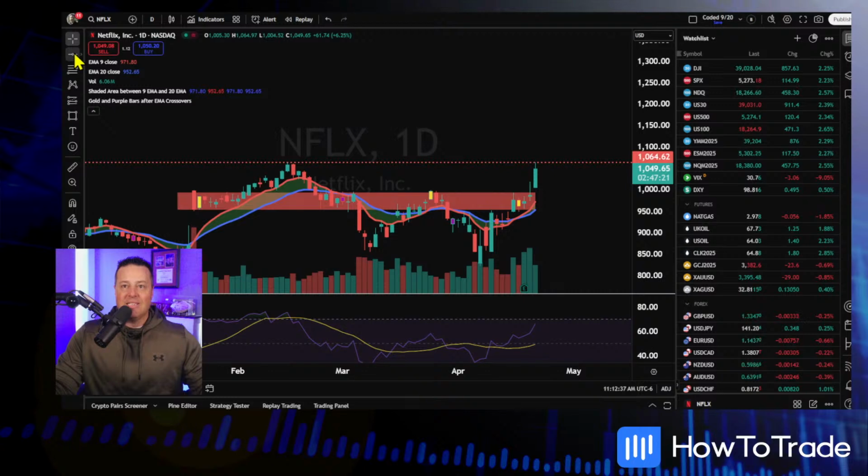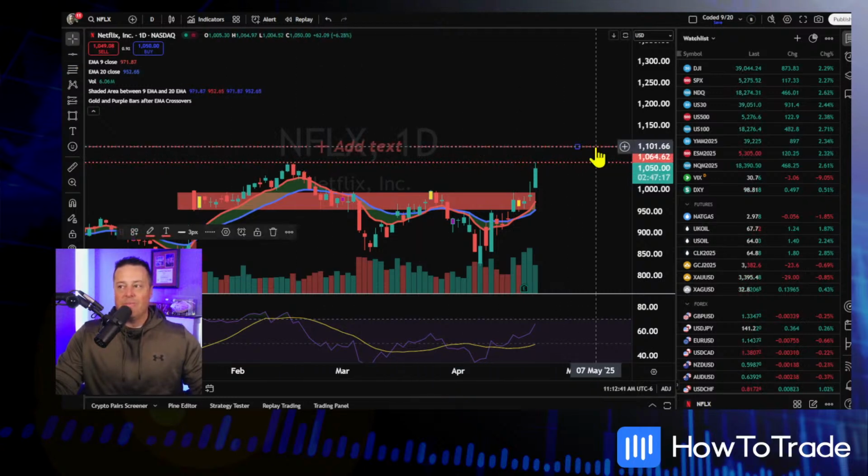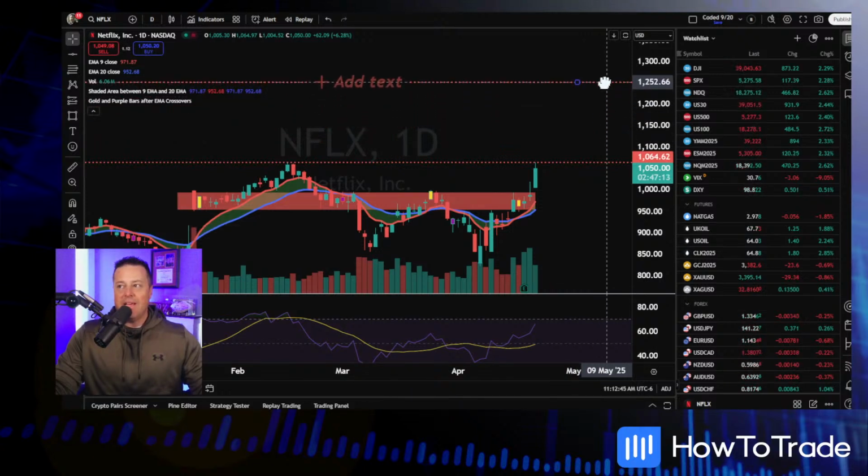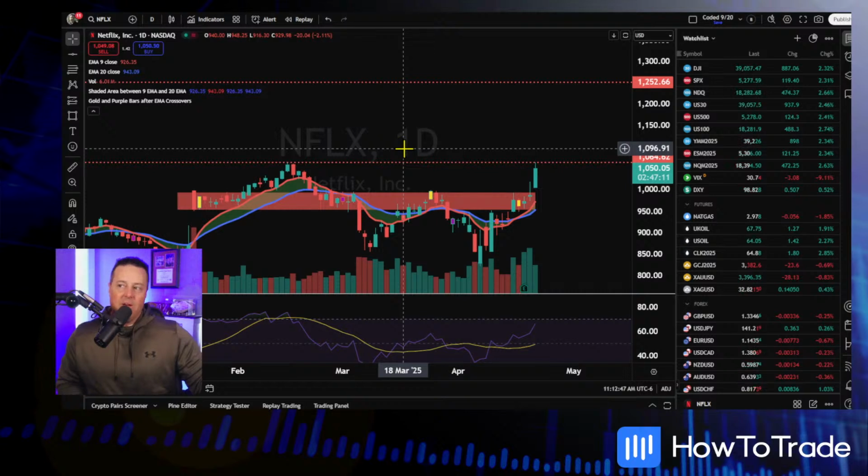My guess is if that resistance level does give way, then you're just going to keep going up in $100 or $50 increments, 1150, 1200. My guess is your next stop will be 1250, which would be a gain of about 25%. Pretty good gain. How long would you be holding that, maybe?